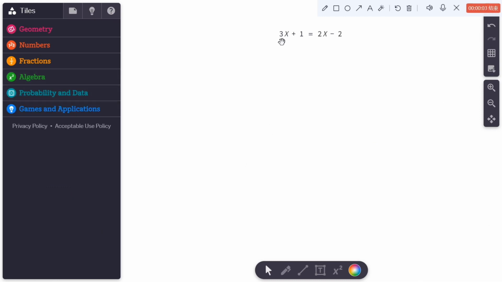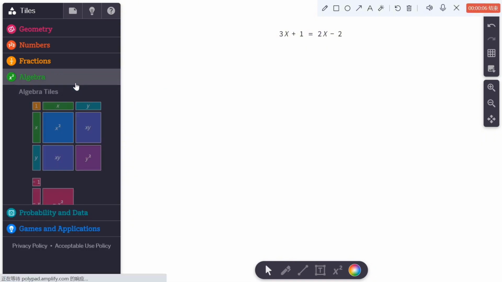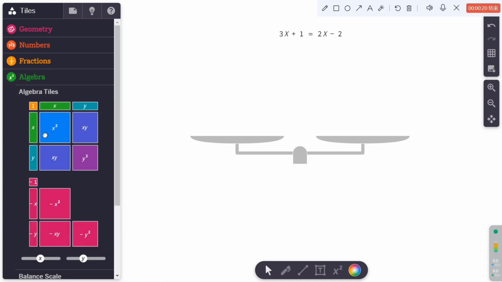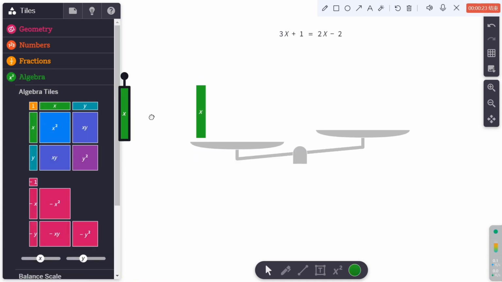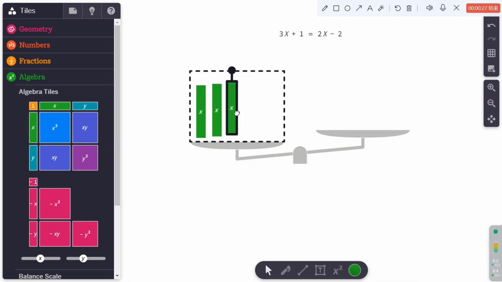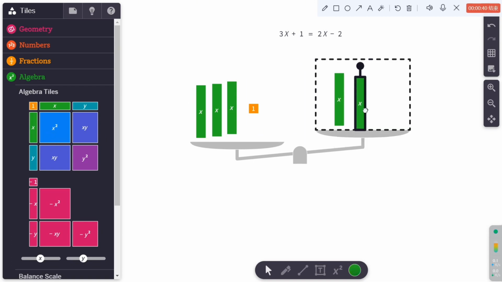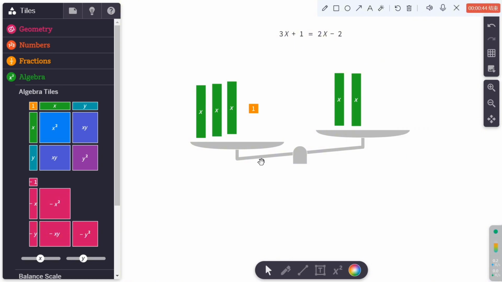Okay, now we look at this equation. So how to solve it? We also use algebra, and then we choose the balance scale. We drag the scale in here, and then put the x and the numbers into the scale. We put the 3 for x on the left side, and the number 1. And on the right side of the scale, we choose the 2 for x and then 2 for -1.